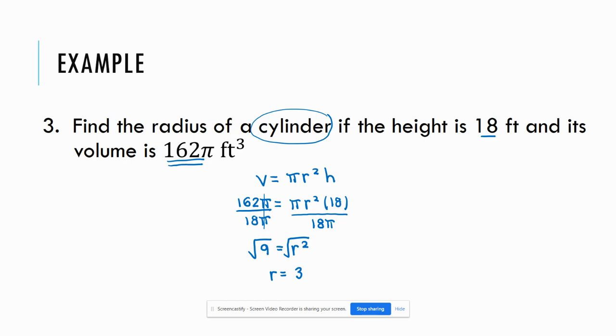And just like all our other examples, if we're thinking about our units, we want this just to be feet because we're not finding area, we're not finding volume, so we want our units to be singular. So 3 feet would be the length of that radius.